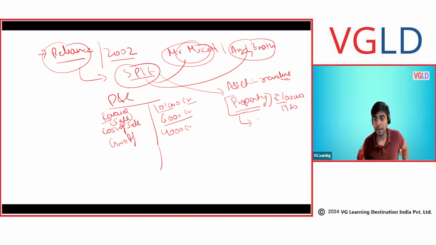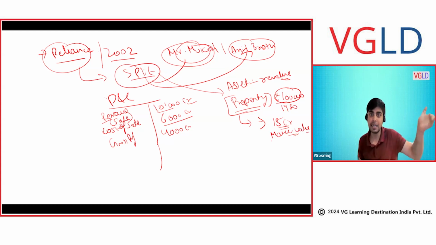Now this property is worth 15 crore. The property that I bought at 1 lakh has a market value right now of 15 crore, because property prices increase. The property that my grandparent bought is now worth 15 crore.